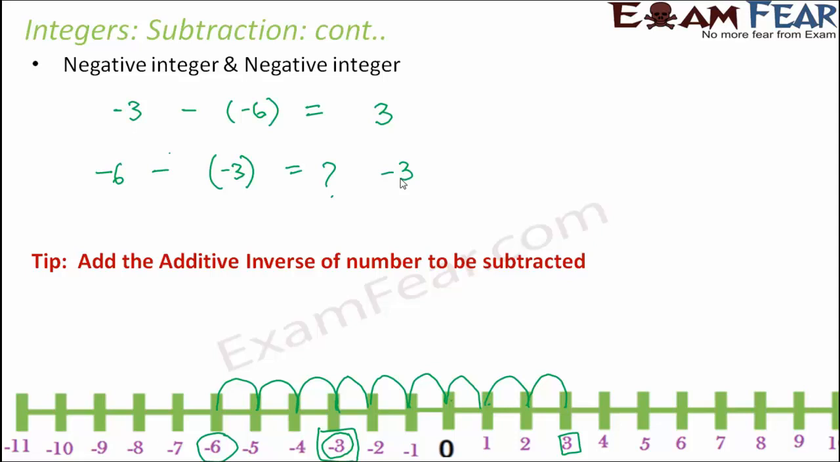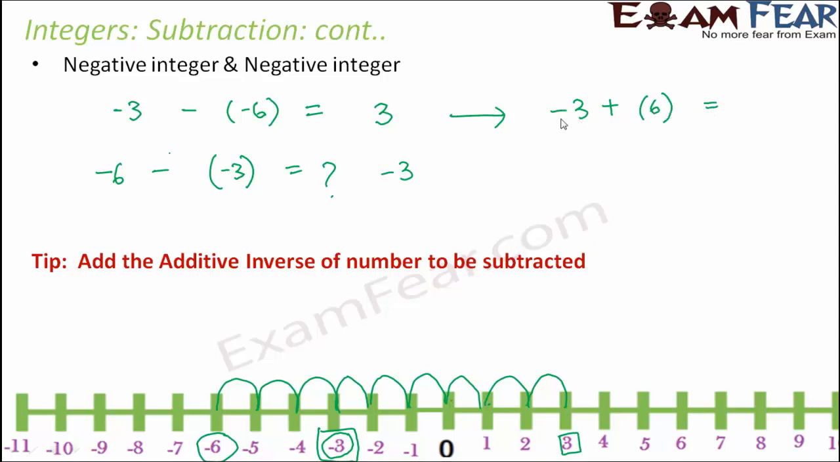Now mostly for subtraction, what you do is you find out the additive inverse of the number which is subtracted, and then you add that additive inverse. So in this case also, minus 3 minus minus 6 can be very well written as minus 3 plus the additive inverse of minus 6, which would be 6. So this is basically minus 3 plus 6.